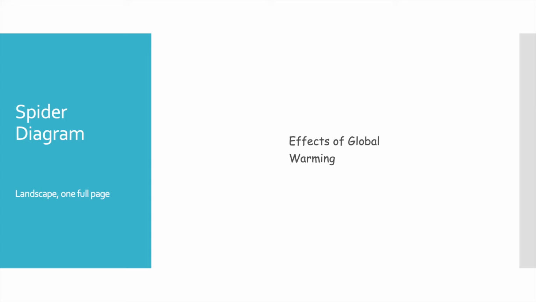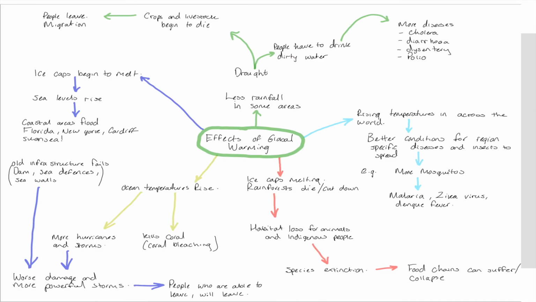Brilliant. So this is the diagram I made earlier. If you want to start on your own, you can start and then come back. If you want to do it with me, let's do it now. So here we go. Pardon my handwriting, it's not very good, but let's go through colours one by one. Effects of global warming in the middle. So we'll start at 12 o'clock by going up with the green.